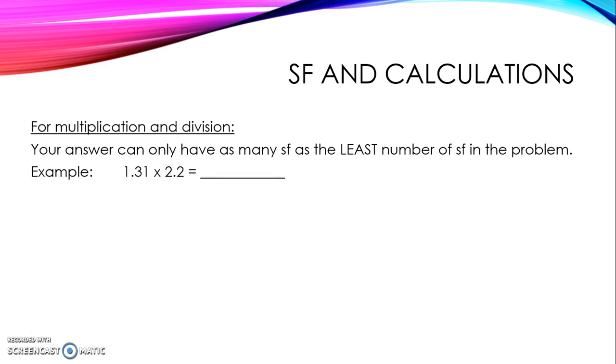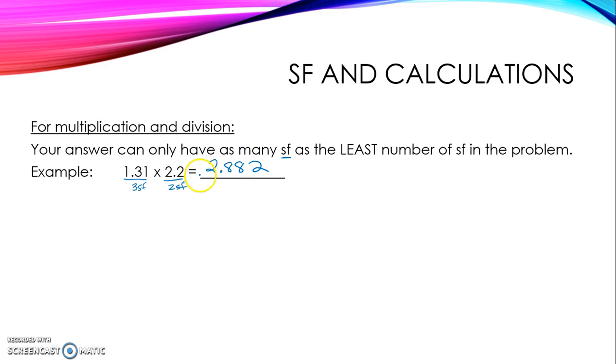For example, here we have 1.31 times 2.2. We plug this into our calculator, and it gives us 2.882. But according to our significant figure rule, we have to have the same number of significant figures as the one that has the least in the problem. There are 3 significant figures here and 2 significant figures here, so we have to round this number to 2 significant figures.